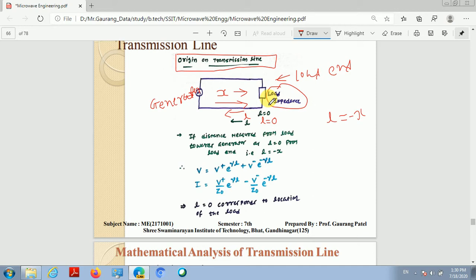Now what we are doing, we are defining the origin at the load end on the transmission line, and we will measure the distance from L is equal to 0 towards the generator. So from right to left, not from left to right. L is nothing but minus x. So if the distance is measured from load towards generator, L is equal to 0 at the load end and L is equal to minus x, but obviously x and L are in the opposite direction. Now if we put x is equal to minus L in the voltage and current expressions, what will we get?